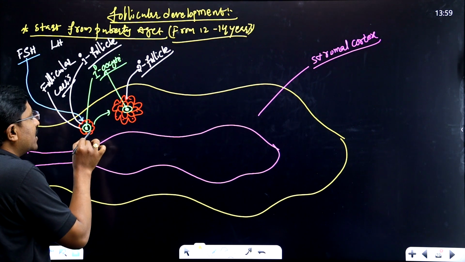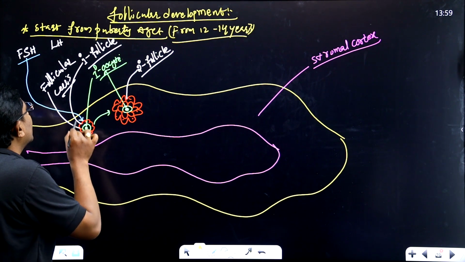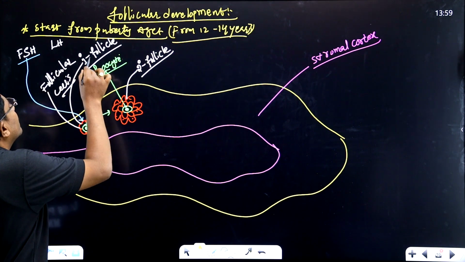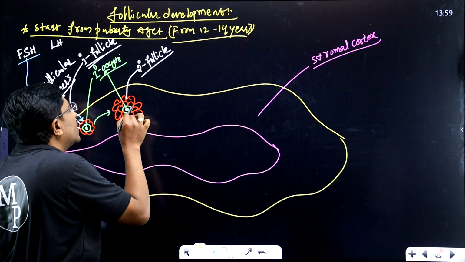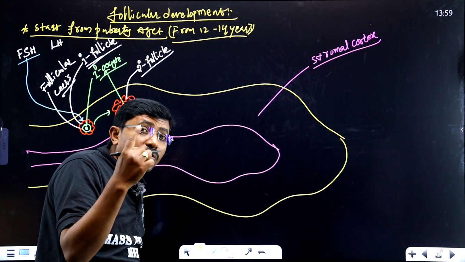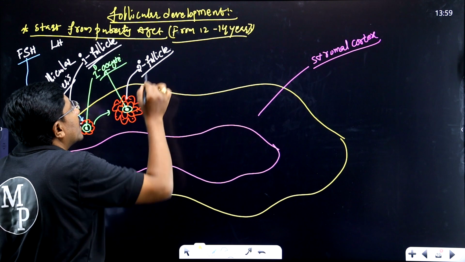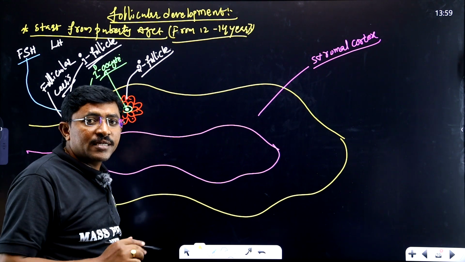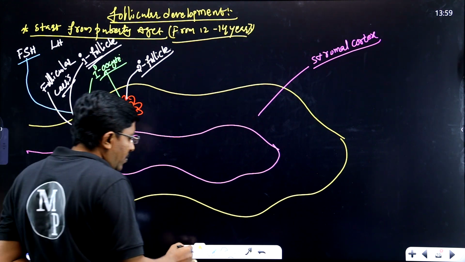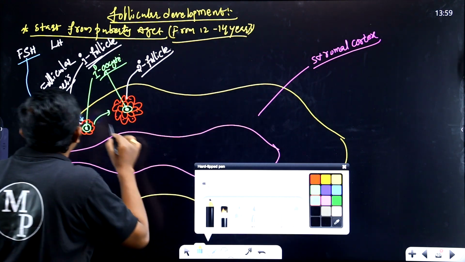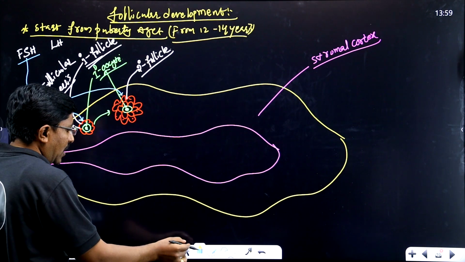If surrounding the primary oocyte a single layer of follicular cells are there, that is the primary follicle. If surrounding the primary oocyte two rows of follicular cells are present, that is the secondary follicle. Still the FSH hormone acts on the secondary follicle.